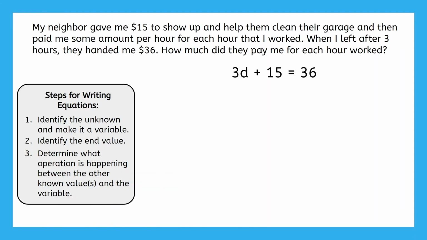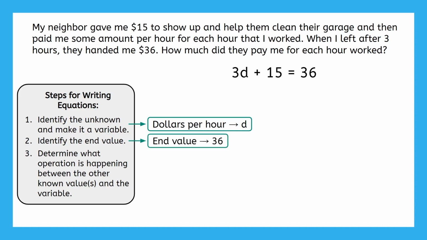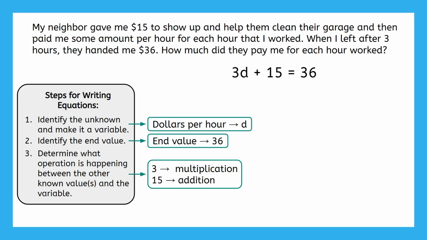Check your equation. I used D as my variable to represent dollars, which is the unknown value. 36 is the end value because I walked away with $36 at the end of helping my neighbor. The 3 is being multiplied by the variable because I got paid the same amount for each hour, and that amount was repeated each time I worked another hour. But I only got that $15 once, so we add 15 to 3D. If you wrote it as 15 plus 3D instead of 3D plus 15, that's right too. Feel free to pause if you need to make any adjustments to your equation.